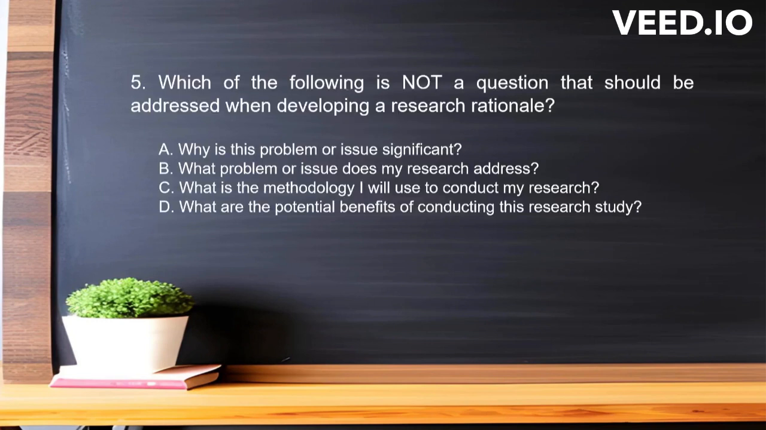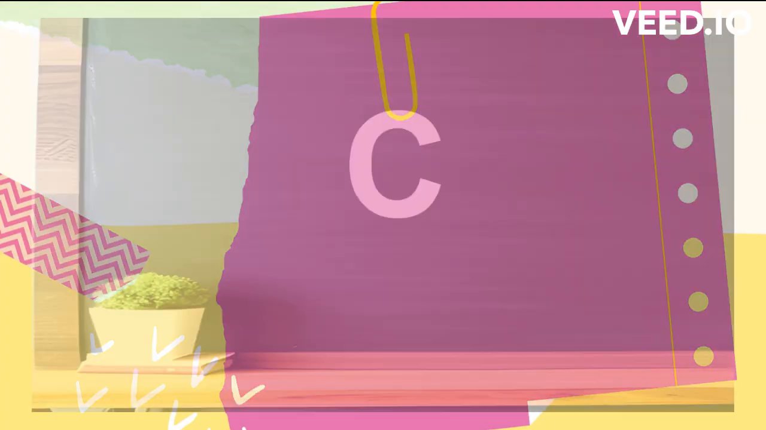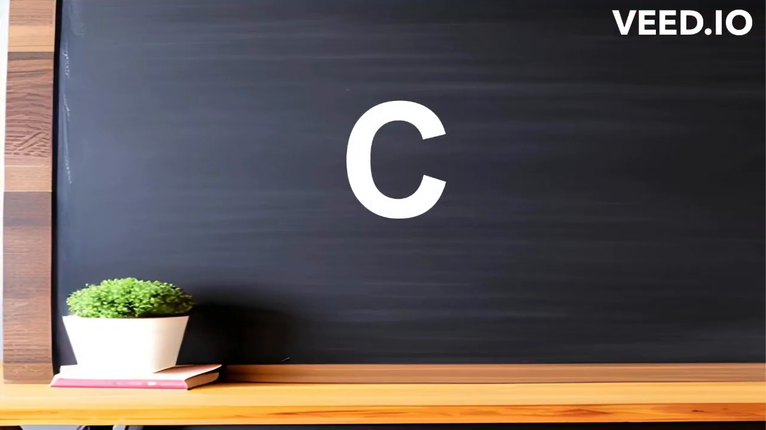5. Which of the following is not a question that should be addressed when developing a research rationale? A. Why is this problem or issue significant? B. What problem or issue does my research address? C. What is the methodology I will use to conduct my research? D. What are the potential benefits of conducting this research study? The answer is C. What is the methodology I will use to conduct my research?